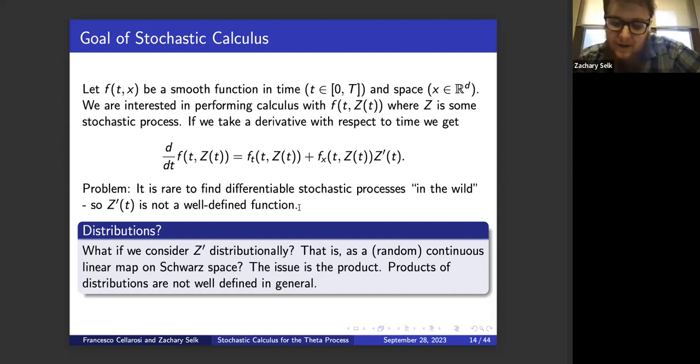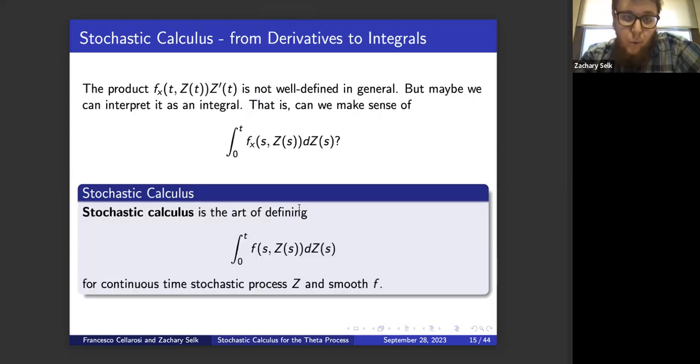So we have to find some way of constructing a calculus for this process that isn't the standard differentiation. And I mentioned, one thing you might ask is, okay, what if for Z you just take the distributional derivative? But the issue there would be the product of f of Z times Z prime, because products of distributions are in general not well defined. There are sometimes where you can define the products, but I don't want to get into this right now. In particular for the theta process, you can't define these products.